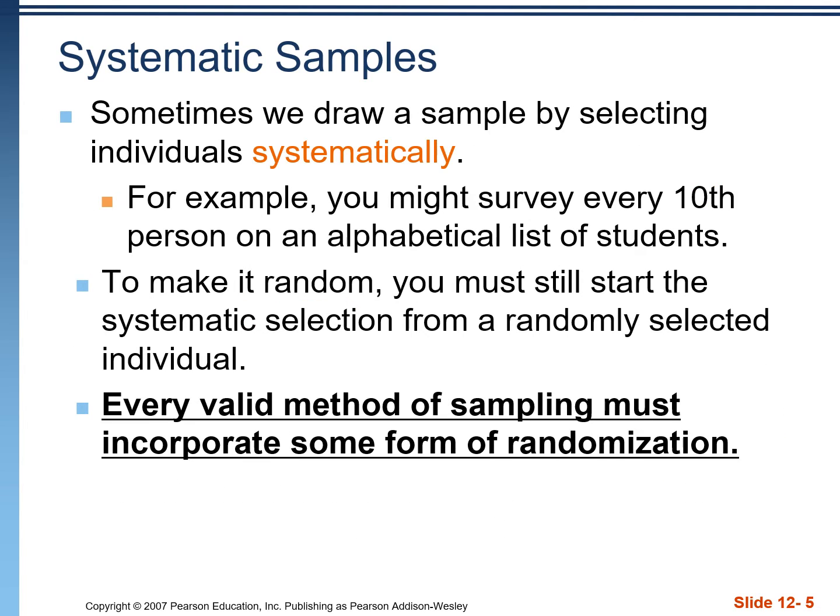In systematic samples, we're selecting individuals systematically, which means we're selecting, say, every 10th or every 13th person. We always want to include some type of randomization to make the sample valid, so we're going to start our systematic selection on a randomly selected individual. Every valid method of sampling must have some form of randomization.